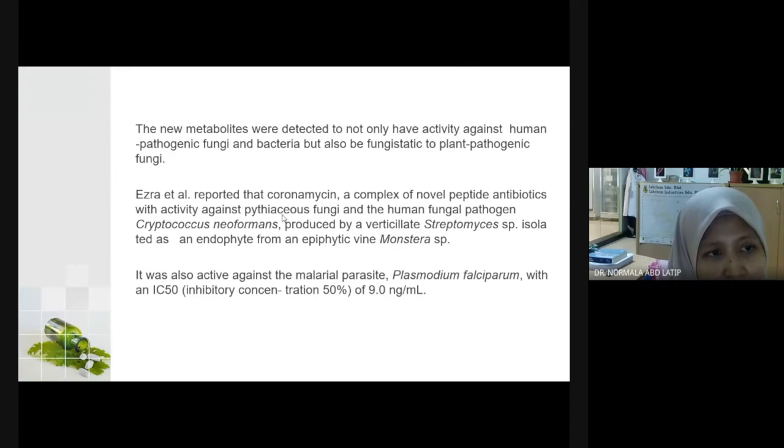For example, when Izzah found the coronamycins, a complex novel peptide antibiotic, it had activity against fungi and also human pathogens, for example Cryptococcus neoformans. But this coronamycin also has other biological activities. For example, it is also active against malaria parasites, such as Plasmodium falciparum, at an IC50 concentration of 9.0 nanograms per milliliter.